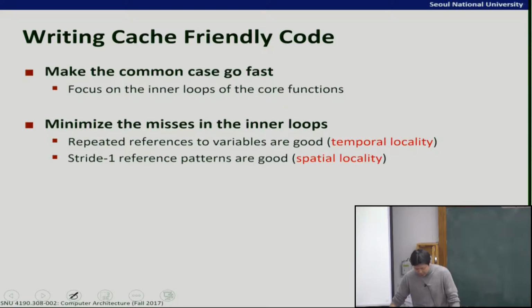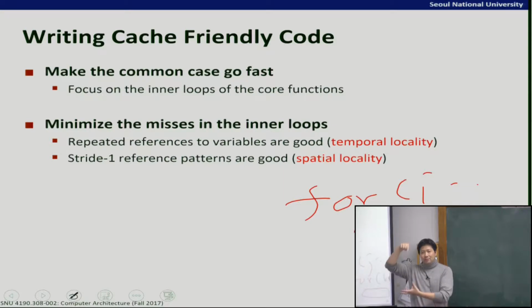So our strategy is to make the common case go fast. The common case is, let's say we have a nested loop: for i something, inside here for j something, and inside here for k something. The body of the innermost loop will be the most frequently executed part of the code, right? So we had better optimize this part than this part or this part. That's what I mean by make the common case go fast.